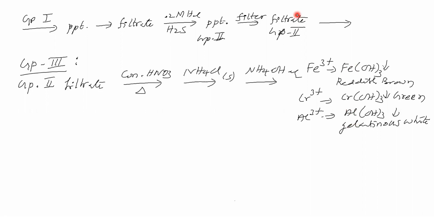What about group 4, group 5, group 6? Group 4, group 5, group 6 do not precipitate here because ionic product is less than solubility product.